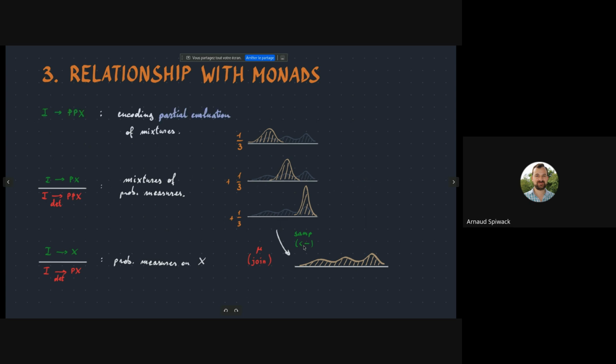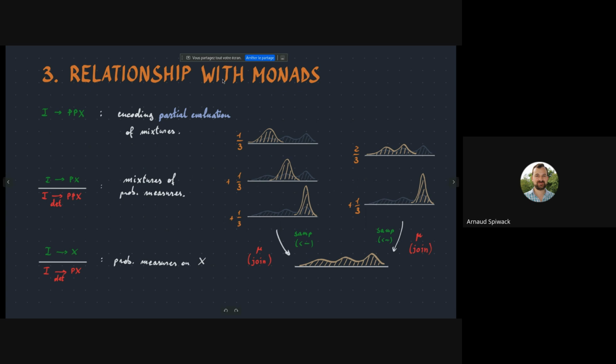What happens if we go even further up? Well, if we go even further up, so the green morphisms to PPX, we take partial evaluation of mixtures. What does it mean? Well, you see this thing down here is a mixture of these three Gaussians, but it's also a mixture of these two distributions. And I would like to say that this thing on the right is more mixed than the one on the left, because you see these two things go into this one. Like some averaging there has already been done. There's been a partial evaluation.